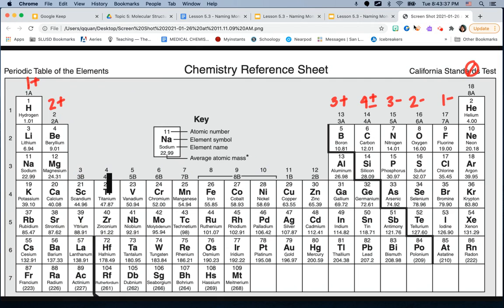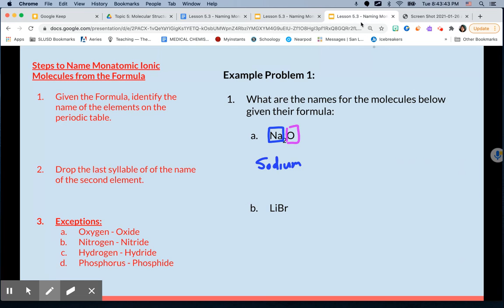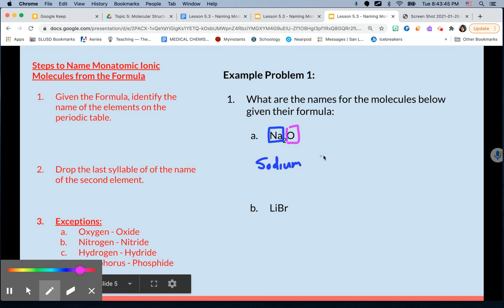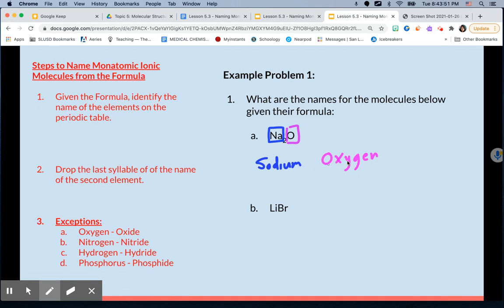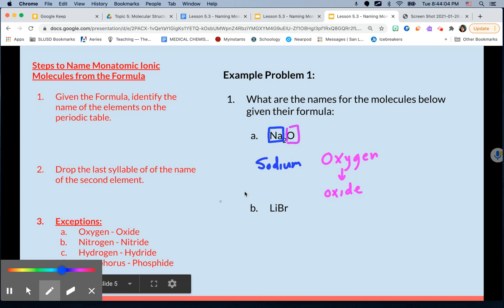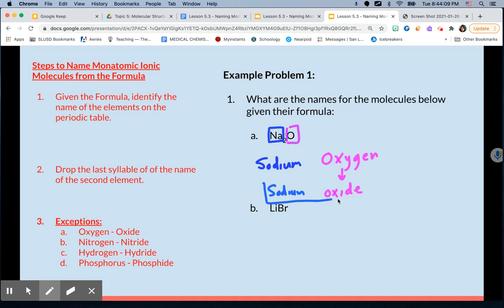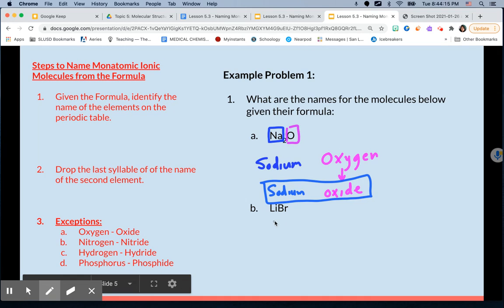Na is called sodium. And O, if you didn't know, is over here. It is called oxygen. Sodium oxygen. Know that this is totally wrong right now. I've got to fix the ending of this. Oxygen is one of my exceptions, so I'm going to change it to oxide. My full, correct name is going to be sodium oxide for Na2O.